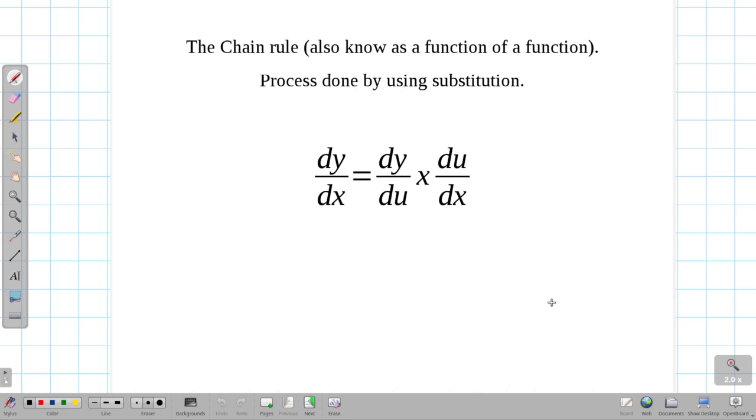Hello, in this video we're going to be taking a look at the chain rule, which some of you may know as a function of a function, but it's the same thing, it's the same method, it's the same exercise. And what we're going to be doing is solving some differential equations by using substitution. It's actually easier to show you than to describe really. This is the function, this is the formula that we're going to be using. So let's move on and do some examples.